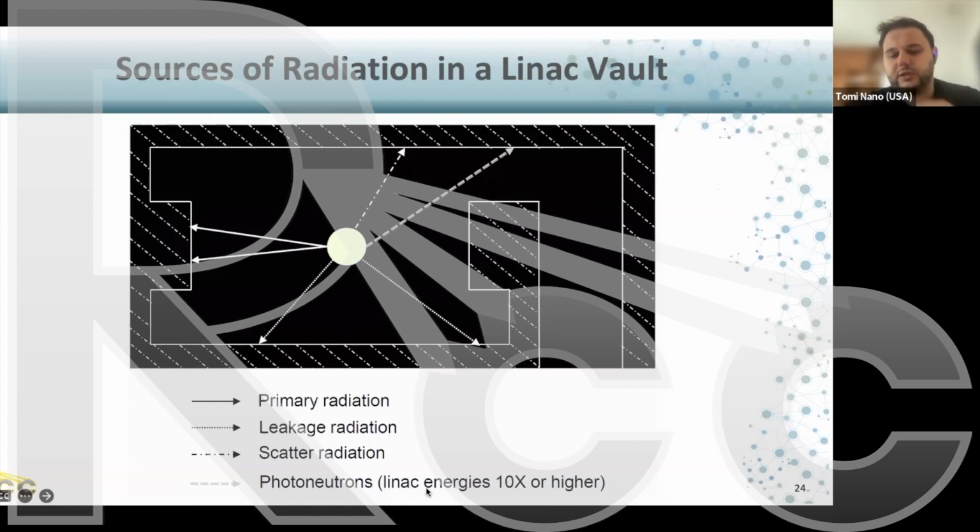And then photoneutrons. Because our jaws in most linear accelerators are made of tungsten, and the photoneutron activation energy for tungsten is very close to 10 MeV, with energies of 10x or higher, that is usually why we have to worry about photoneutrons.